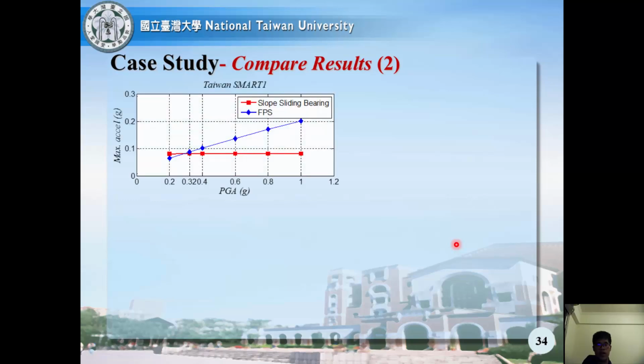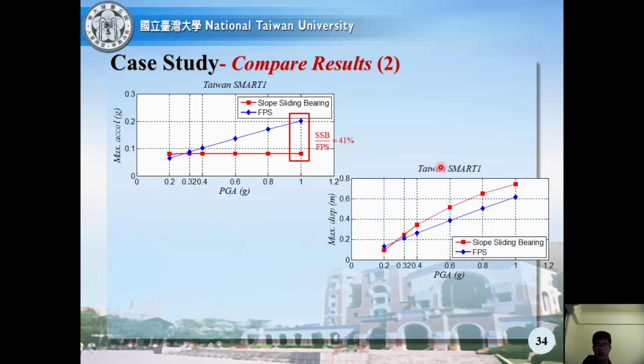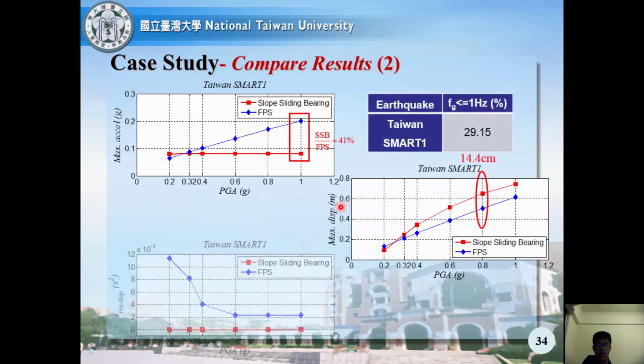From the figure, we can see that SSB is more effective at reducing the acceleration response once PGA is greater than 0.32 G. Because a near-fault earthquake has a low frequency content, the friction pendulum system may have a near resonant phenomenon. Besides, because SSB may be sensitive to low frequency ground motion, we can see that SSB will have a larger displacement response than the friction pendulum system. And finally, this figure shows that SSB still satisfies the goal of recentering capability.